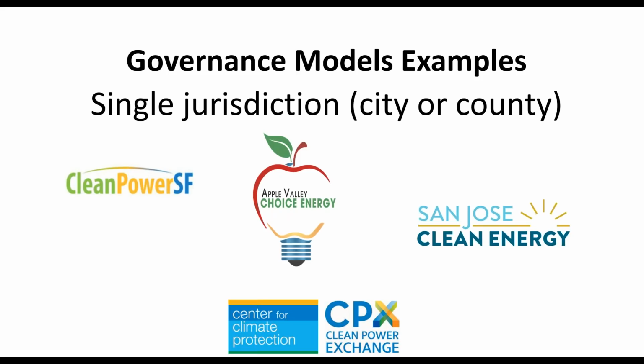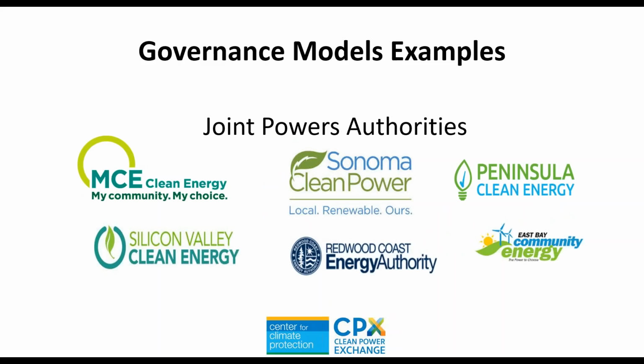So I mentioned that there's two main governance models, which is single jurisdiction, where a single city or a county might want to pursue their own community choice agency and not in partnership with any other jurisdiction. So we've got about half a dozen examples of those in California. San Francisco has its own. Apple Valley in San Bernardino County has its own, and the city of San Jose. They're surrounded by Silicon Valley Clean Energy, but they went their own route, and so they've got their own single city community choice agency. Next slide.